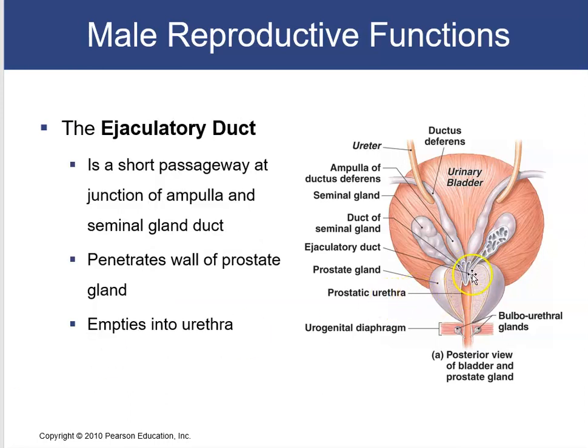What we see here at the end of the vas deferens is known as the ejaculatory duct. This is a short passageway at the junction of the ampulla and the duct coming out of the seminal gland. The two join, and this forms the ejaculatory duct. The ejaculatory duct penetrates the wall of the prostate gland and ultimately empties into the urethra.